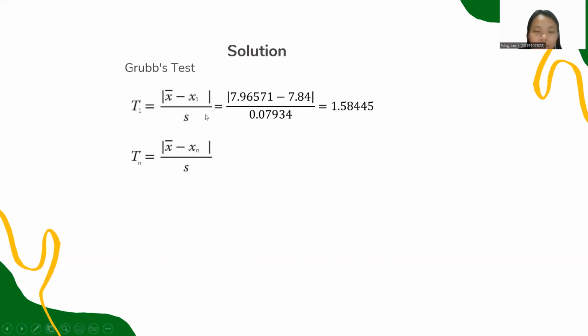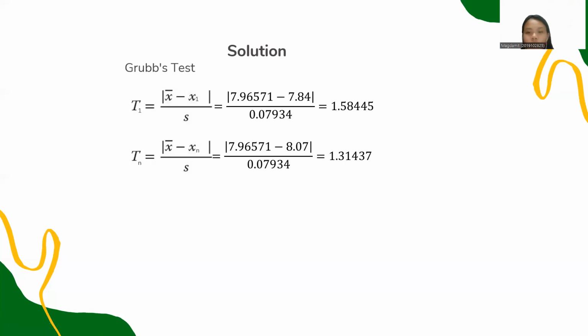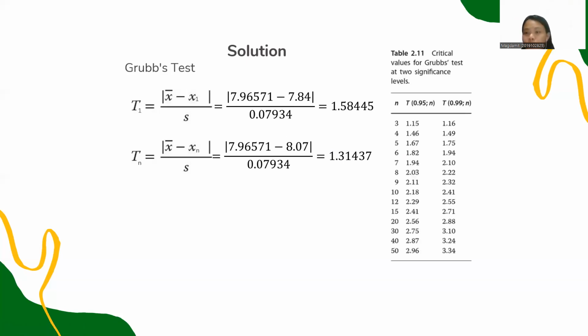So evaluating 7.96571 minus 7.84 divided by 0.07934, the value for T1 is 1.58445. For Tn, 7.96571 minus 8.07 divided by 0.07934, the value of Tn is 1.31437. Next, we also need to get the critical value.